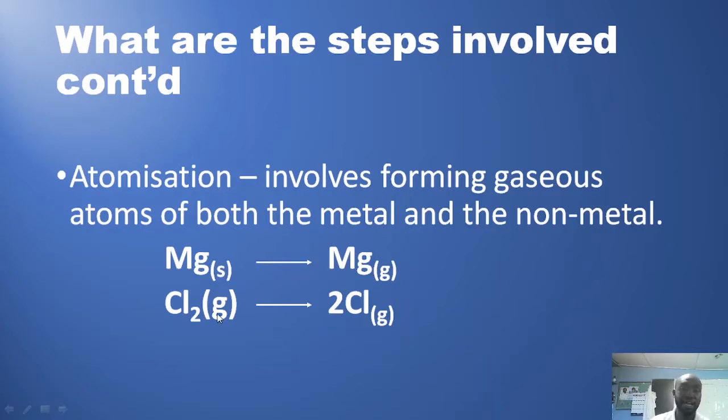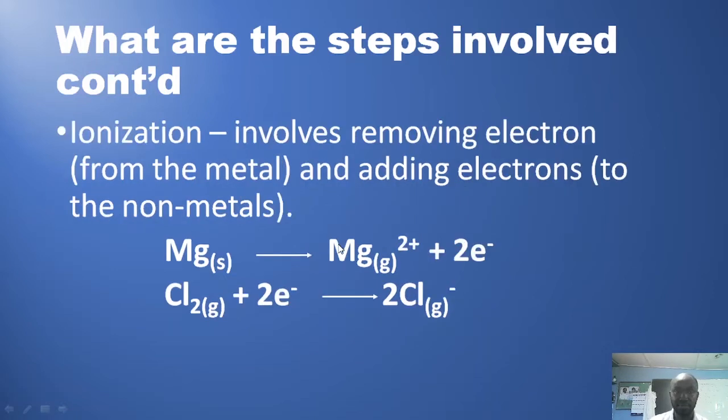Then when you come to diatomic molecules, for instance Cl2, when you separate them, you are getting 2 atoms of chlorine. So whatever enthalpy you have for the atomization of chlorine, you are going to multiply it by 2 because of this 2 there. Now let's go to the next step.